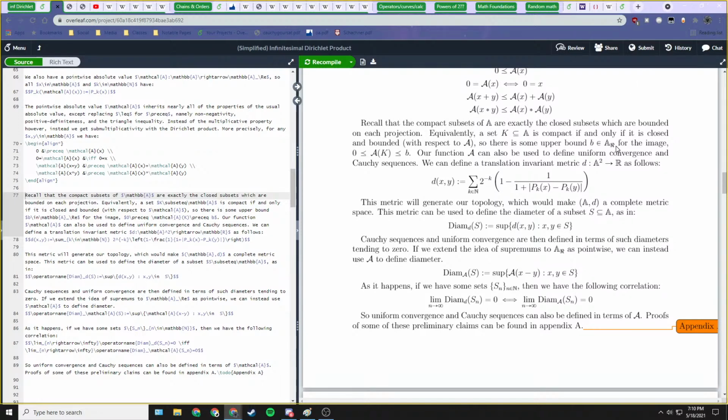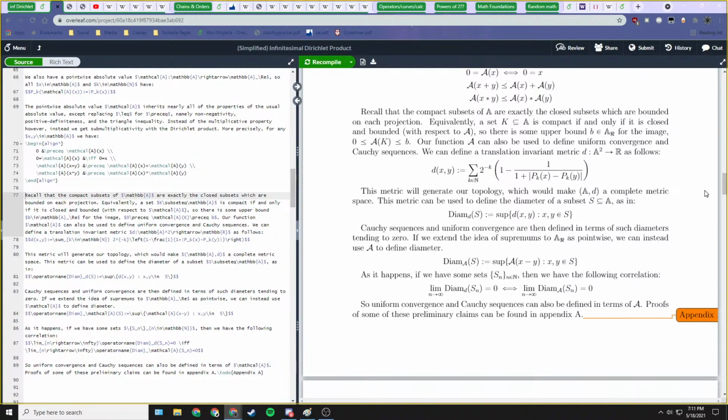So we're going to reference this metric here. We're not going to prove that this is a metric for a topology. This is just one of the nuances of the topology we're using, that this function is a metric function which generates our topology, which would make our space a complete metric space, not just a metric space, but a complete metric space.